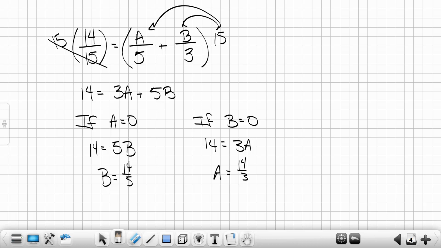Right, so now we've got A is 14 thirds. So now this one's not going to do much. 14 thirds over 5 plus 14 fifths over 3. I think I made an error in the concept, because this is going to be 14 15ths plus 14 15ths, which is not 14 15ths. Let me look at my steps.